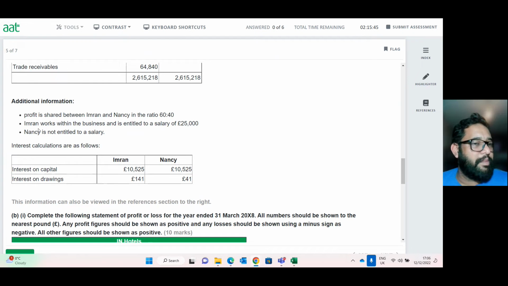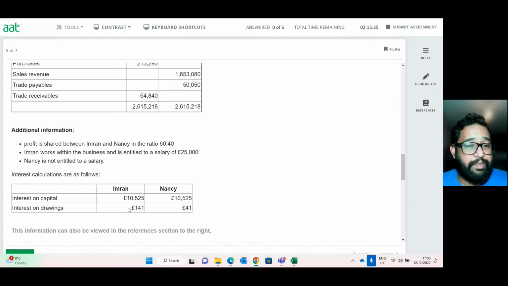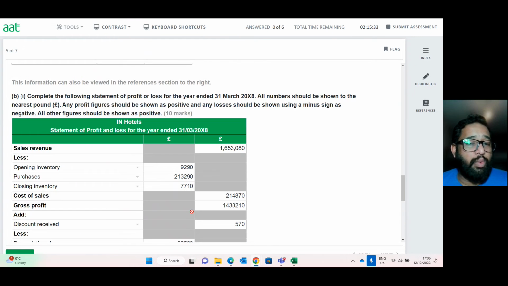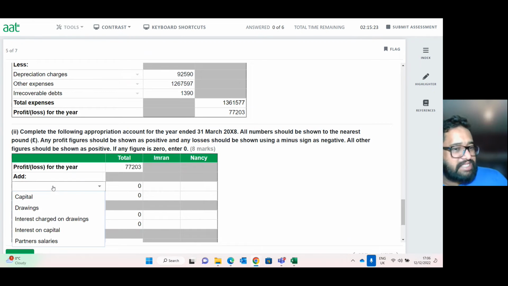And also, you remember, Imran works within the business and is entitled to a salary of £25,000 as well. So then, one more here: interest on capital and interest on drawings. What do we add and what do we take away? Anything charged by the business towards the partners gets added on here.